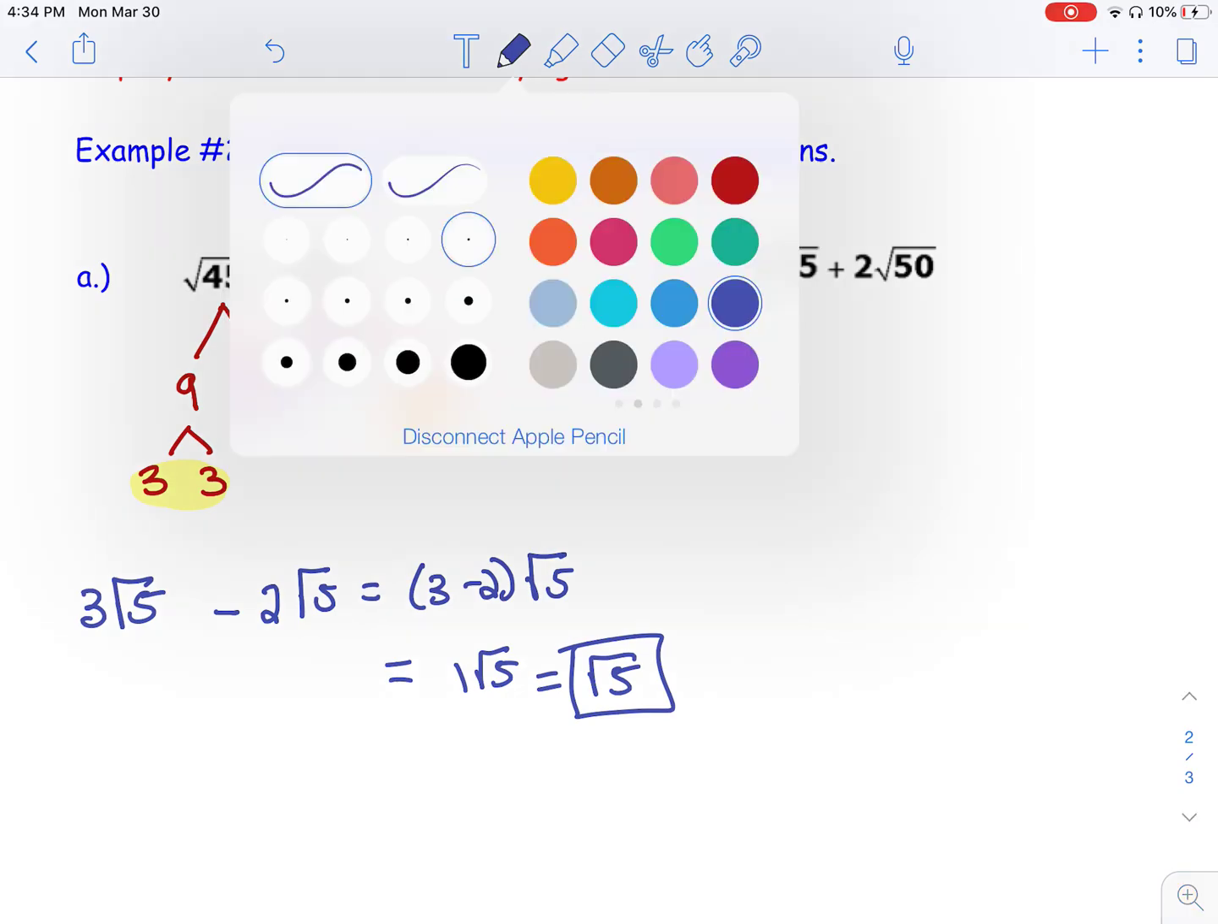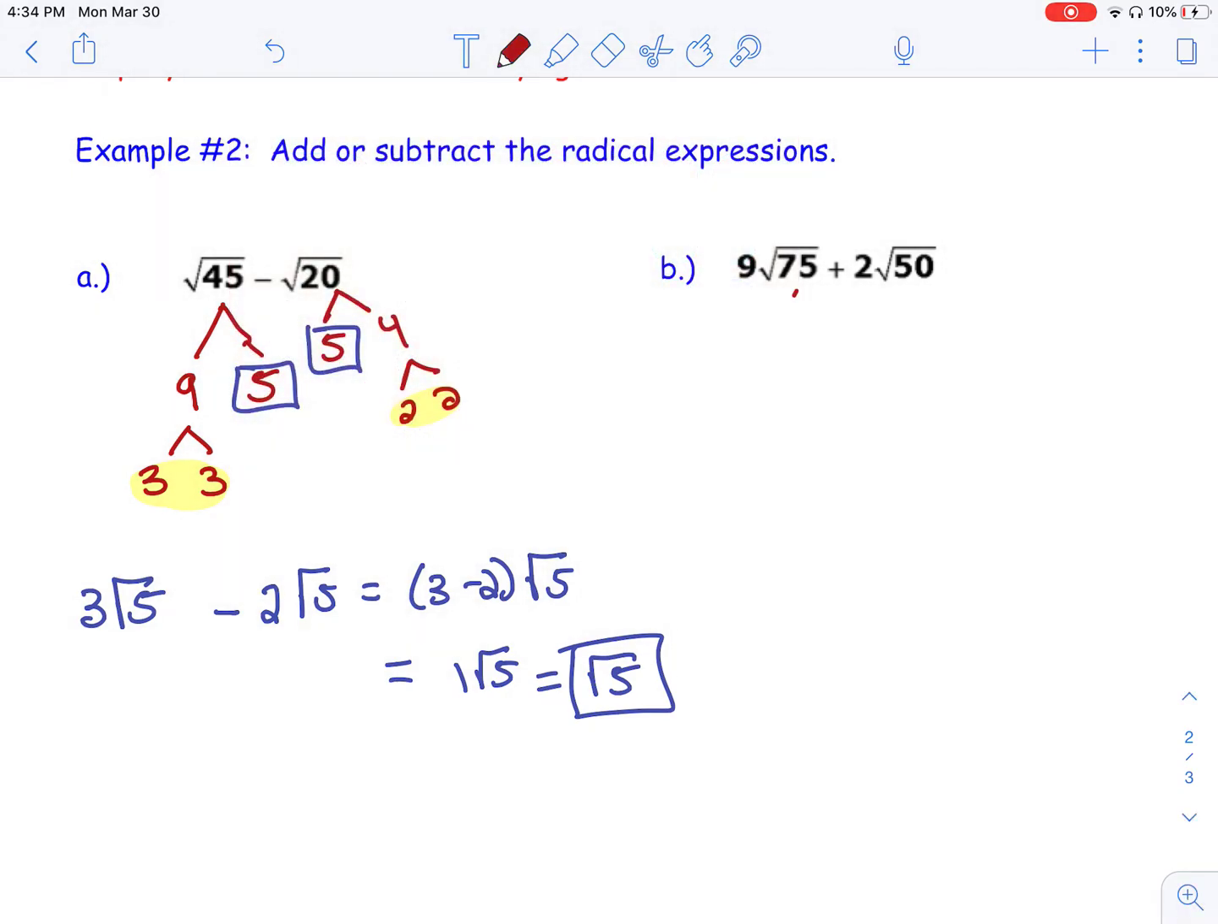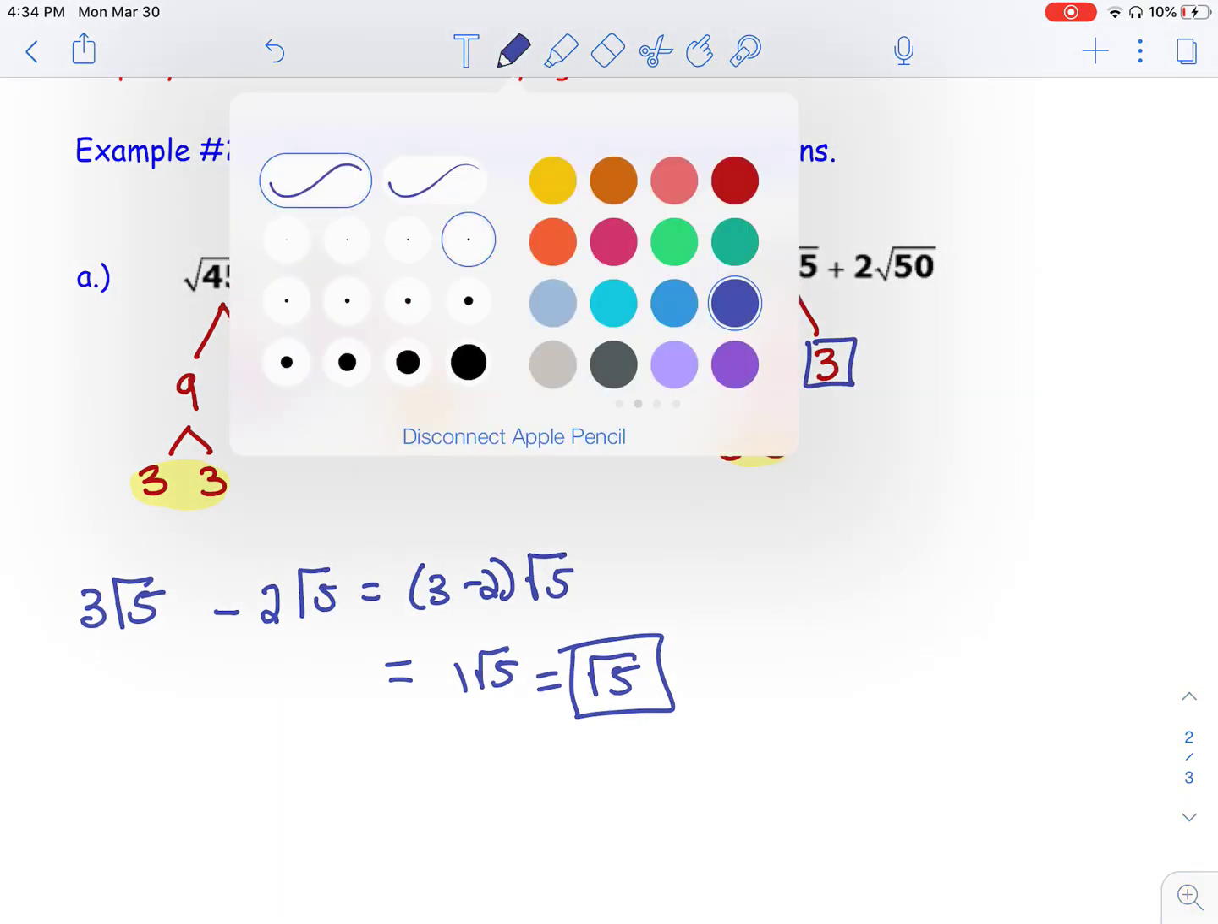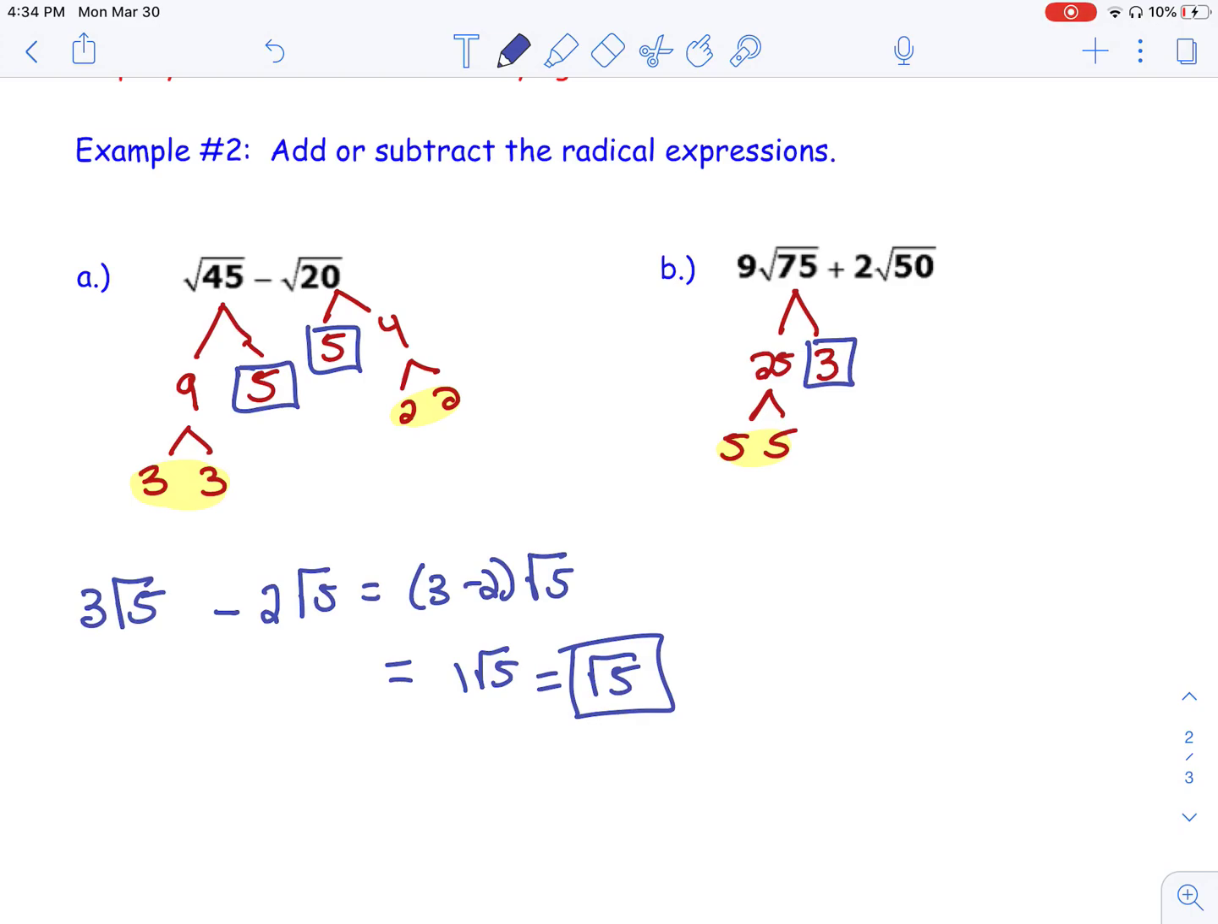Same thing here. We're going to simplify 75. The difference on this one is that we have a 9 out front, so we can't forget to multiply whatever we take out from underneath the radical with that 9. So this is 25 times 3, which gives me my perfect square of 5 and 5. I'm going to have to leave the 3 underneath. But I can't forget this 9. This 9 comes down. It's going to be 9, the 5 that comes from my perfect square, and I need to leave the 3 underneath.